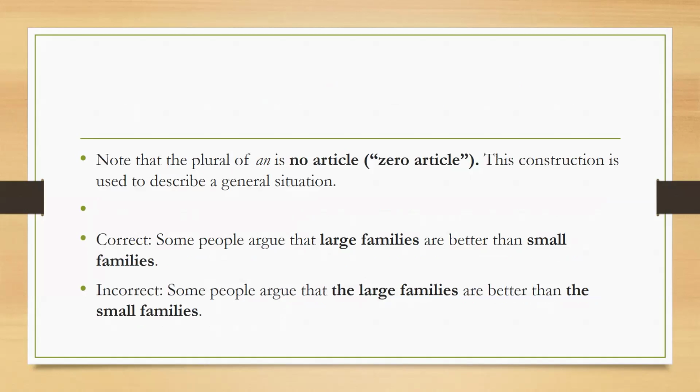Let's go on. Note that the plural of a or an is no article, so it's zero article. This construction is used to describe a general situation. Some people argue that large families are better than small families. Some people argue that the large families are better than the small families.